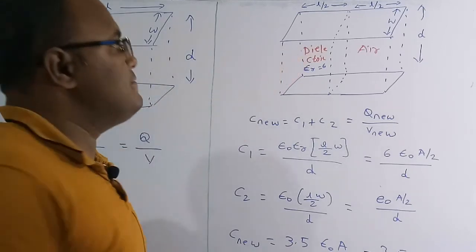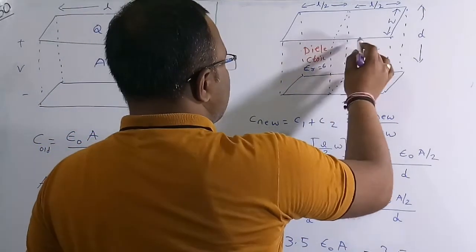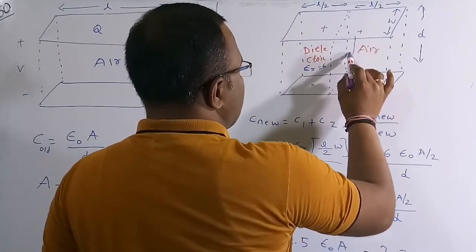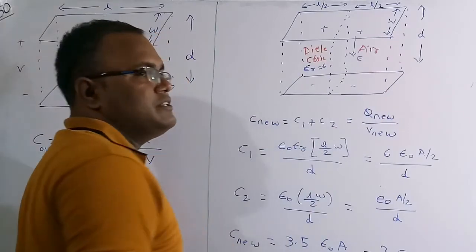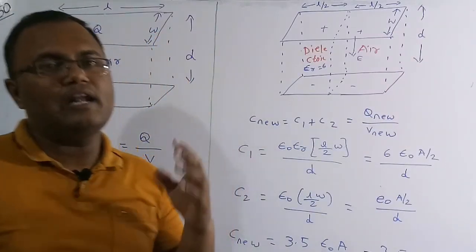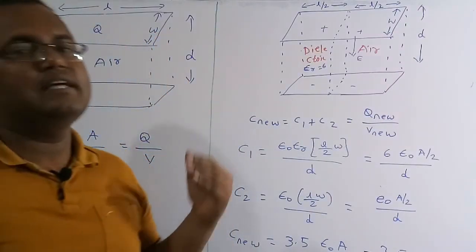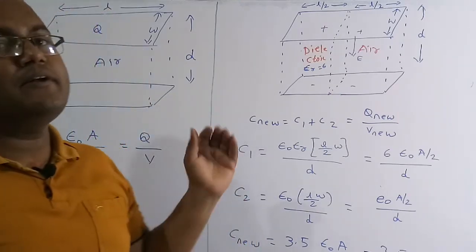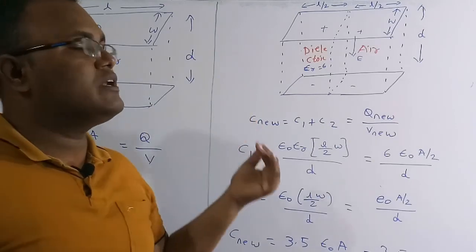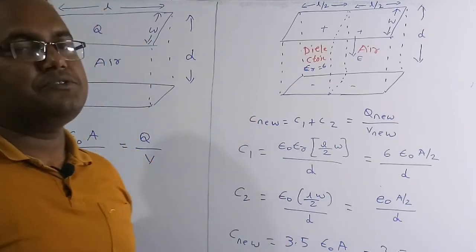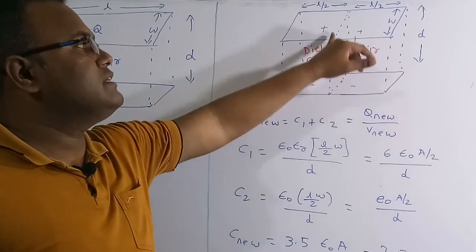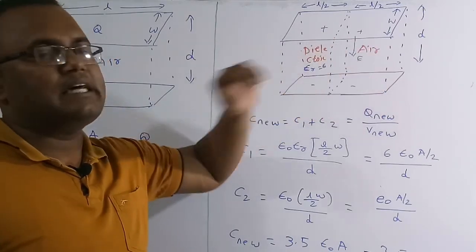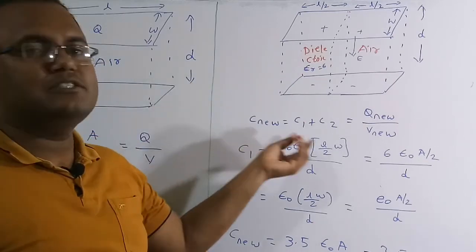Now, these are two capacitances, because the electric field always goes from positive charge to negative charge, and the electric field is parallel to the dielectric interface. Whenever the electric field is parallel to the dielectric interface, the capacitances are arranged in parallel. But whenever the electric field is normal to the dielectric interface, the overall capacitance will be a series combination. Here the electric field is parallel to the interface of the dielectric, so we can say these two capacitors are connected in parallel. So net capacitance is equal to the summation.